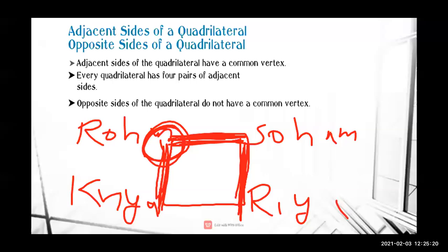Now I hope you have understood what the adjacent sides of a quadrilateral are. Now next are the opposite sides of a quadrilateral. Opposite means the reverse. Now here, Rohan and Soham, what is the opposite of Rohan and Soham?